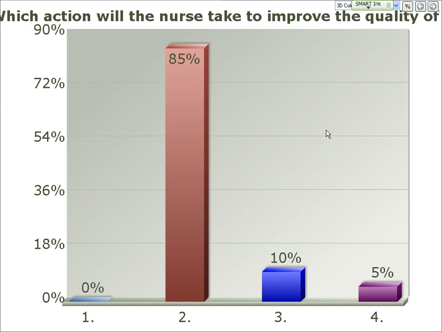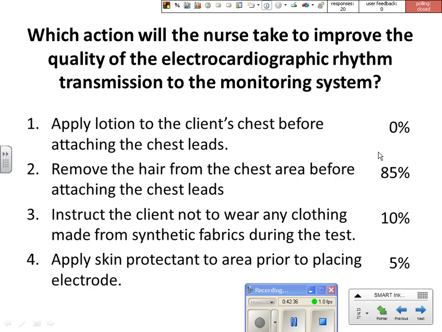So 85% want to remove the hair from the chest area. 10% said synthetic fabrics. 5% said skin protectant. Nobody wanted to put lotion. So what are the problems with 1 and 4? It's going to keep the leads from making a good contact. You've got to have a good contact to be able to get an adequate reading. Synthetic fabrics aren't really going to affect your tracing. But hair, again, you need to get a good contact. And if you've got a particularly hairy chest, you wax it. And we won't go down that one, okay.